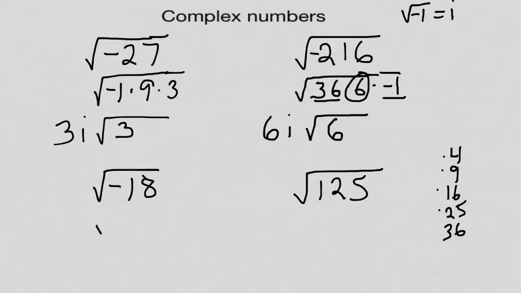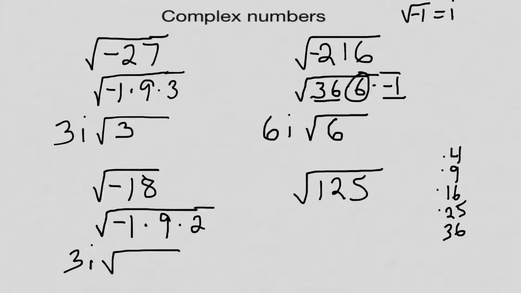-18. This is the same scenario. I see a 9 in there. I've got -1 times 9 times 2, right? So I know that the square root of -1 is i. I know that the square root of 9 is 3, and that's going to leave me a 2 behind. So the square root of -18 equals 3i times the square root of 2.